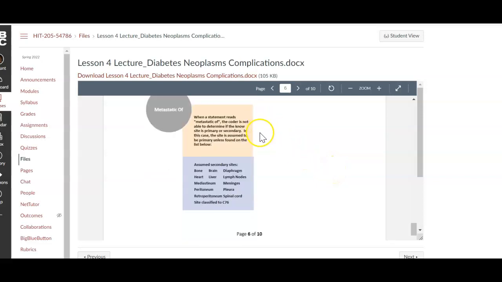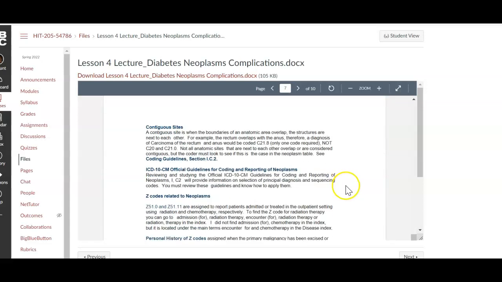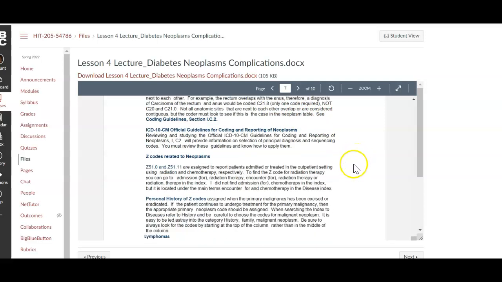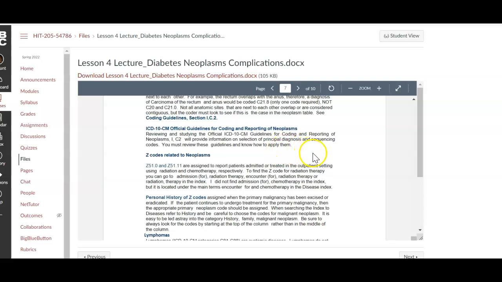Okay, so metastatic of, the coder is not able to determine if the known site is primary or secondary. In this case, the site is assumed to be primary unless found on the list below. So once again, make sure you really go through this PowerPoint, not PowerPoint, but the notes. Okay, contiguous sites, your fourth digit's going to be 8, not C20, not C21. Make sure you review your official guidelines.